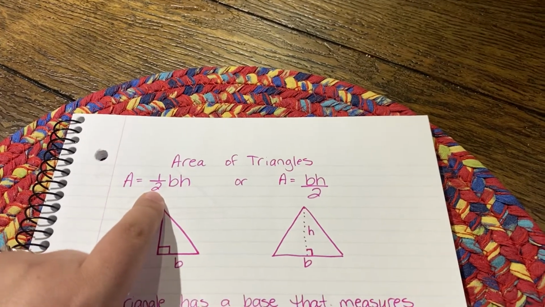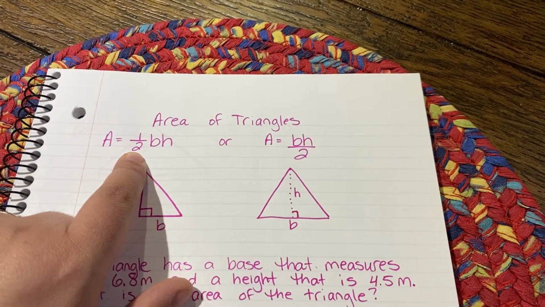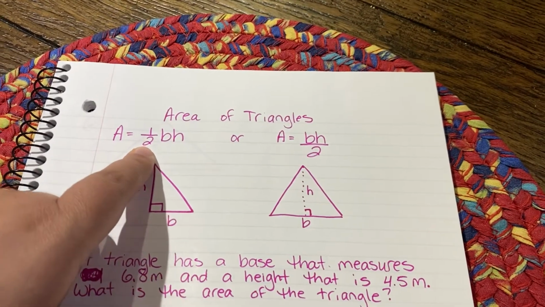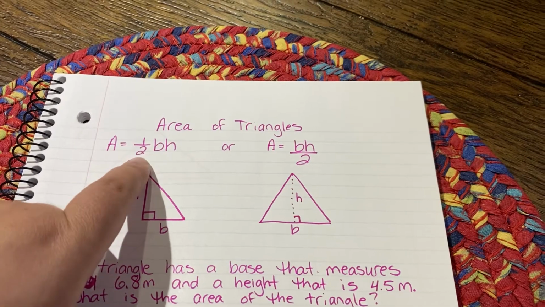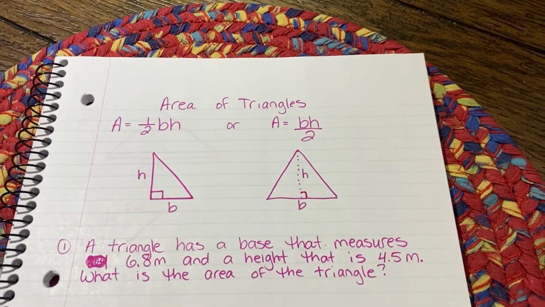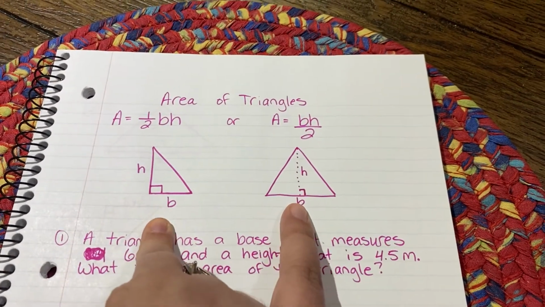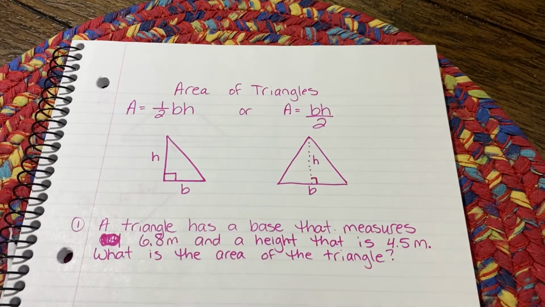Some of my kids also said, well, can we just change that fraction into a decimal and then multiply by 0.5? That's perfectly fine as well, if that's what you want to do: 0.5 times the base times the height. It really doesn't matter. There are several different ways you can solve for the area. Here's a couple different examples of what the triangle might look like.